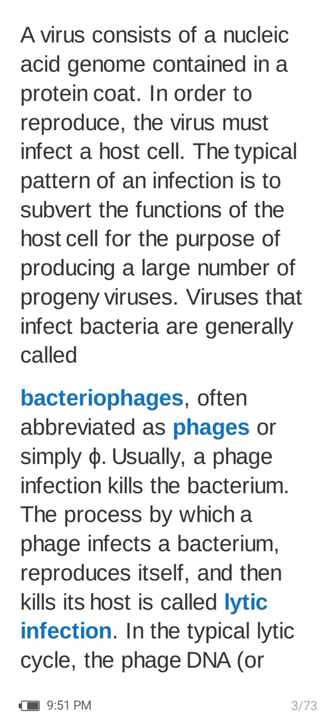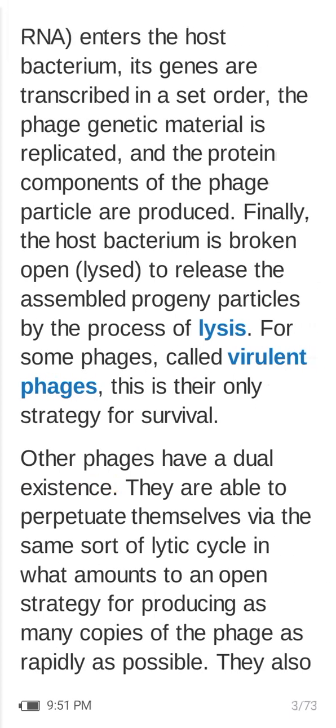The process by which a phage infects a bacterium, reproduces itself, and then kills its host is called lytic infection. In the typical lytic cycle, the phage DNA or RNA enters the host bacterium. Its genes are transcribed in a set order. The phage genetic material is replicated and the protein components of the phage particles are produced. Finally, the host bacterium is broken open, or lysed, to release the assembled progeny particles by the process of lysis. For some phages, called virulent phages, this is their only strategy for survival.